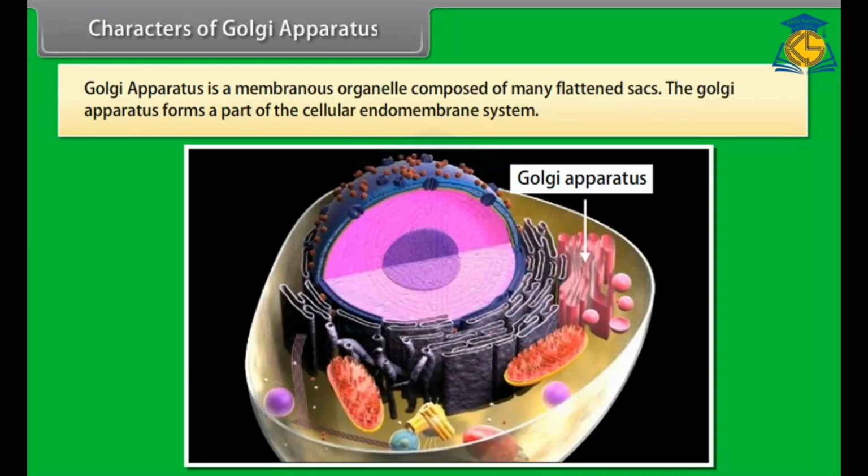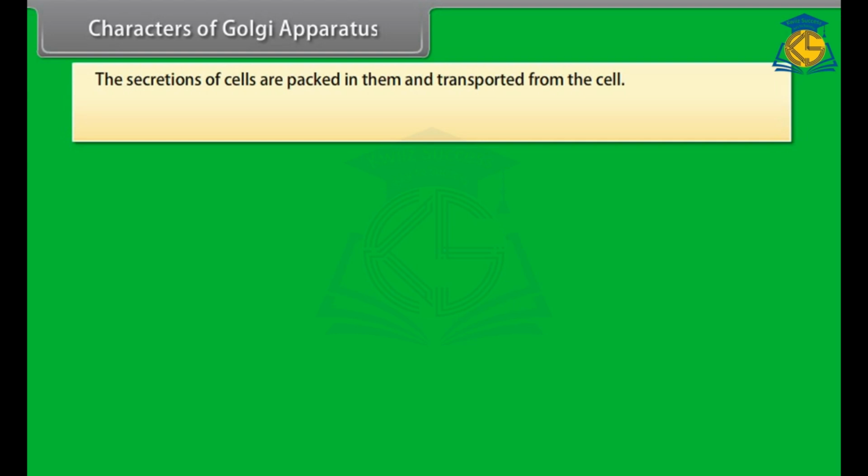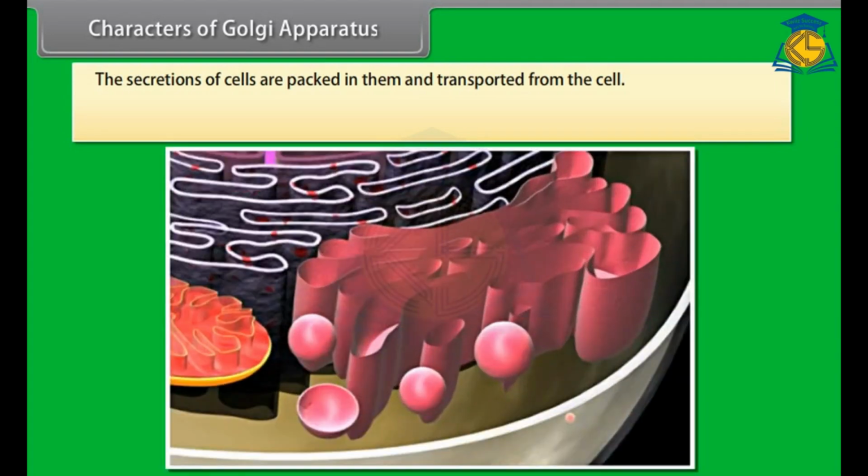Golgi apparatus is a membranous organelle composed of many flattened sacs. The Golgi apparatus forms a part of the cellular endomembrane system. It was identified in 1898 by the Italian physician Camillo Golgi, after whom the Golgi apparatus is named. The secretions of cells are packed in them and transported from the cell.